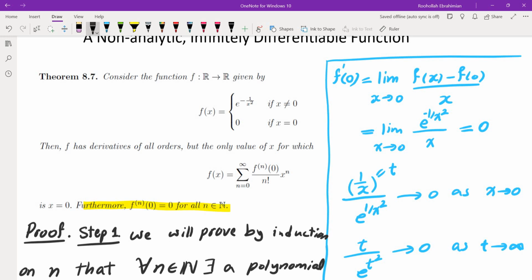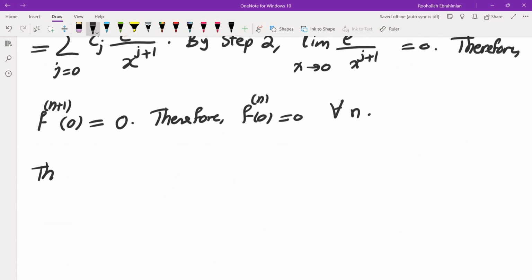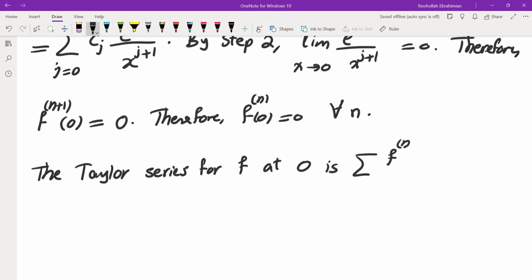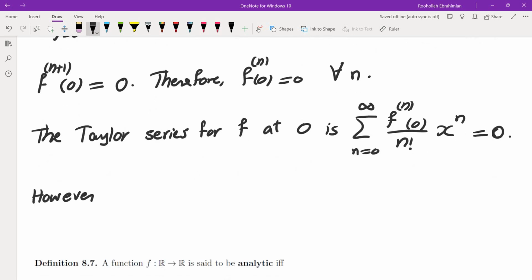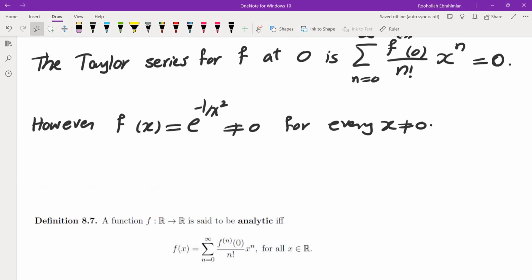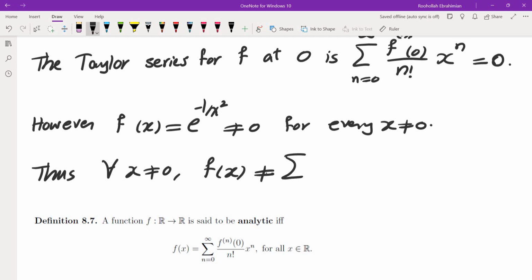Now let's look at the Taylor series for f at 0. It is the sum of f^(n) of 0 over n factorial times x to the power of n, n equals 0 to infinity. But all of these are 0. All of the derivatives are 0. However, f of x is equal to e to the power of negative 1 over x squared, which is not 0 for every x that is non-zero. So thus, for every non-zero x, f of x is not equal to its Taylor series.